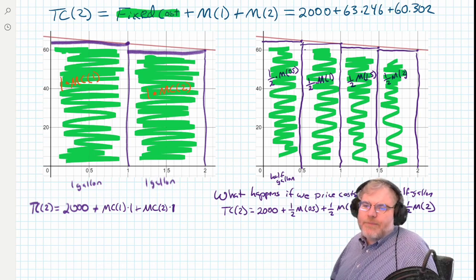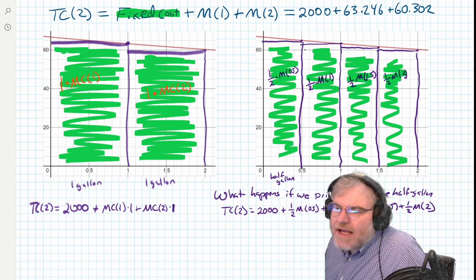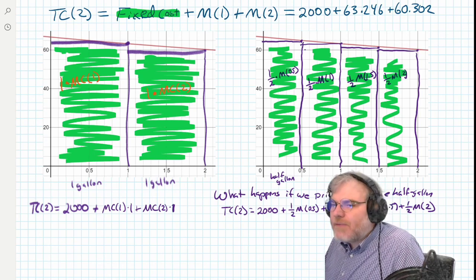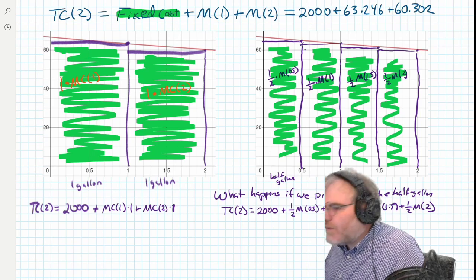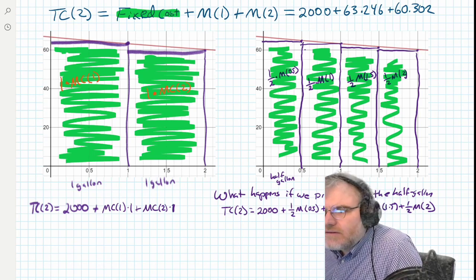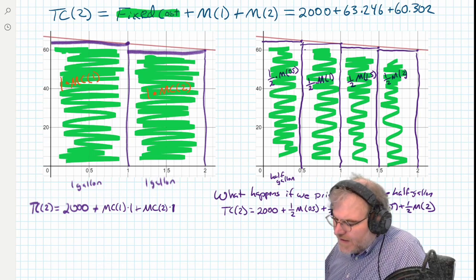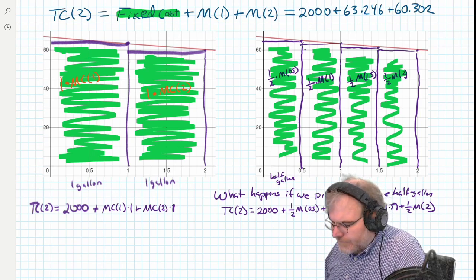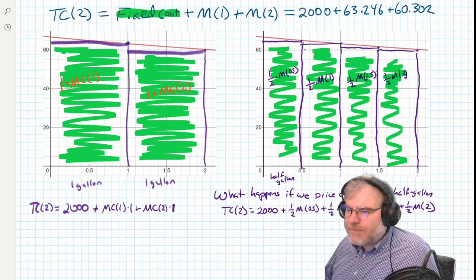What am I doing here? Is there any reason I'm pricing by the half gallon? What happens if I price by the quarter gallon, or the eighth of a gallon, or the 1/100th of a gallon? Is there anything special about that? Of course not. How do we feel about this, 1 to 5? What I wind up doing is a Riemann sum.